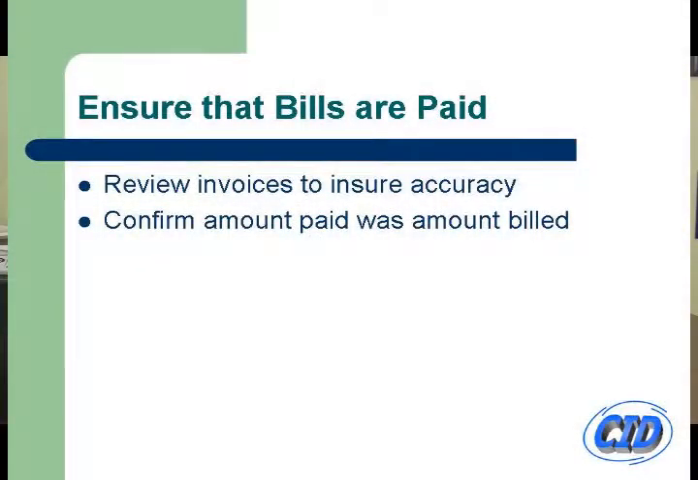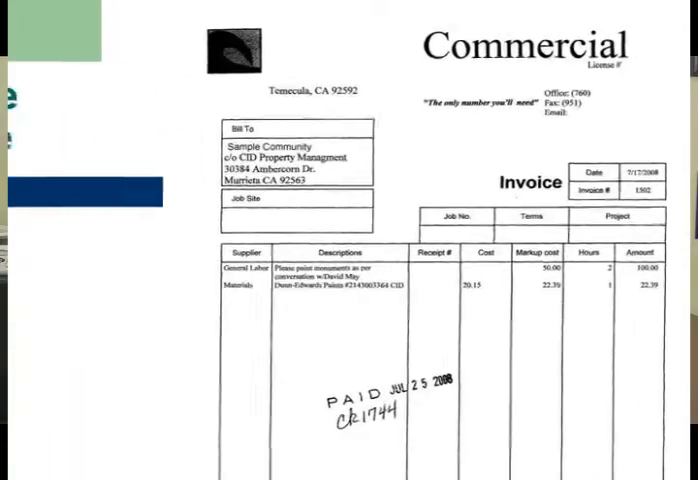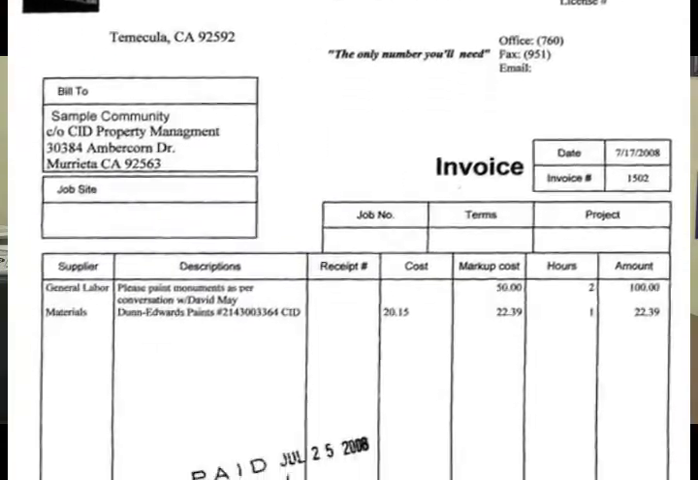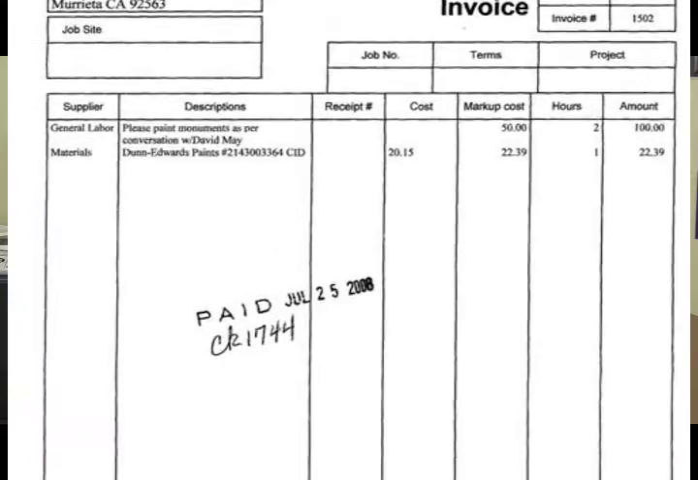You want to review the invoices, make sure that they're accurate, and that what you're being billed is what you're actually paying. So for example, here you'll see an invoice. You'll take a look at the invoice, make sure that it's been paid and the amount paid corresponds to what is on the checking account, and that everything is on the up and up.